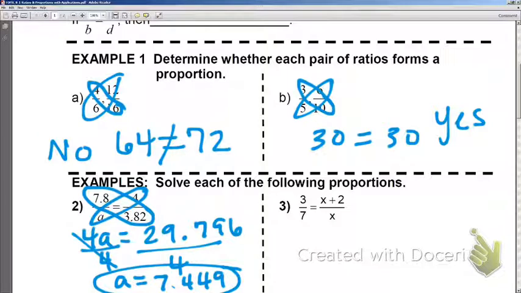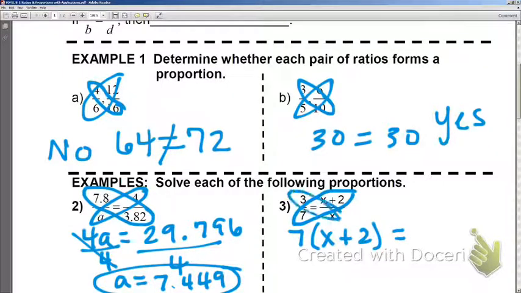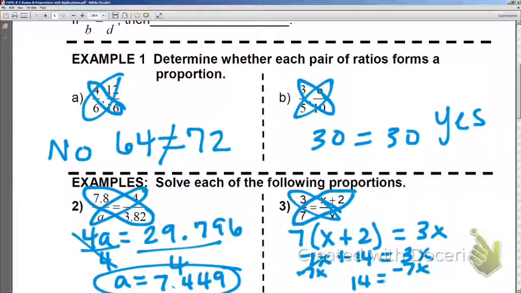Okay, on example 3, we have an expression, so we have to make sure that when we multiply 7 times x plus 2, that we distribute, so we need to put x plus 2 in parentheses, and then 3 times x. So that'll give us 7x plus 14 equals 3x. So I'm going to subtract 7x from both sides. So I have 14 equals negative 4x. Divide 14 by negative 4, and x equals negative 3.5. And it's okay to get a negative answer on these.